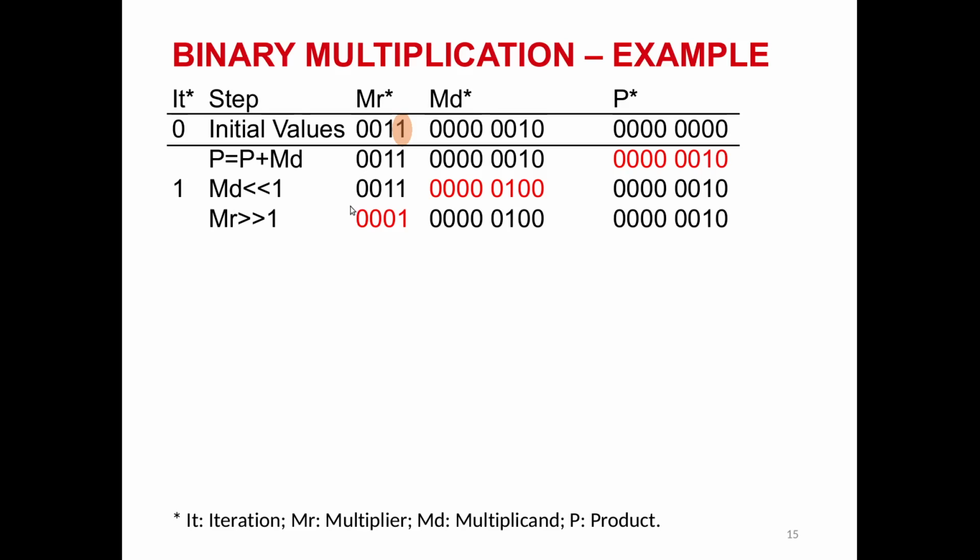After that we will need to shift multiplier 1 bit to the right. So the value of multiplier here, shifted 1 bit to the right, this value 1 will be lost and this value 1 will be located at bit 0, and one more 0 will be pushed into the beginning, or into the left, of the multiplier.